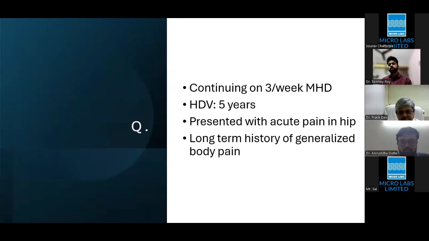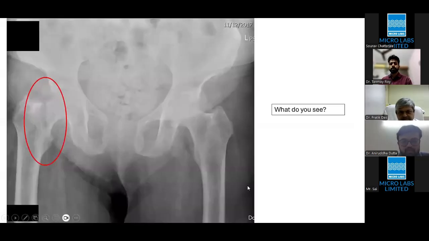So this was the X-ray of the patient. There is a neck of femur fracture. Yes. So a severely osteoporotic patient on dialysis for a long duration developed a fracture neck of femur.